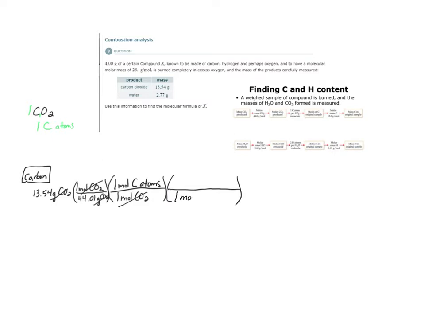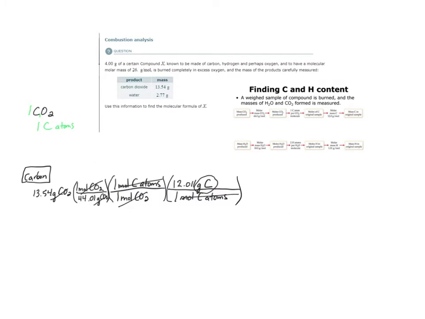1 mole of carbon atoms. Its molar mass is equivalent to its atomic mass, and that is from the periodic table, 12.011 grams of carbon. So if I stop now, let's see what units cancel. Moles of carbon cancels. I'm left with grams of carbon. So now when I do the math, I'm going to know how many grams of carbon were in my weighed sample.